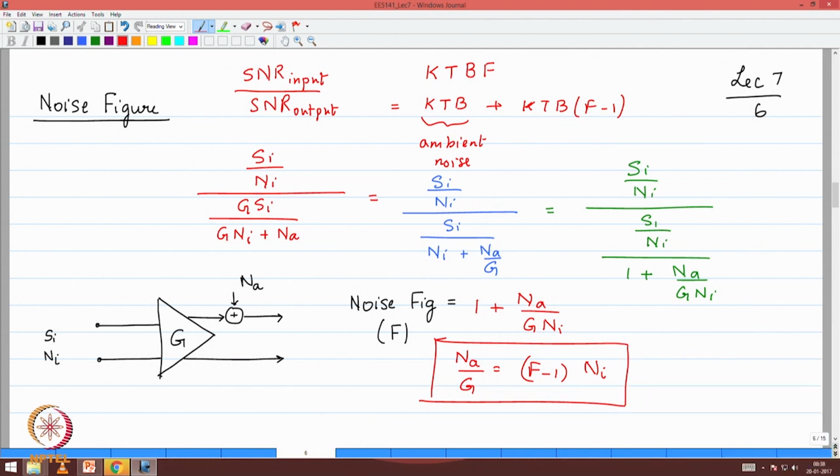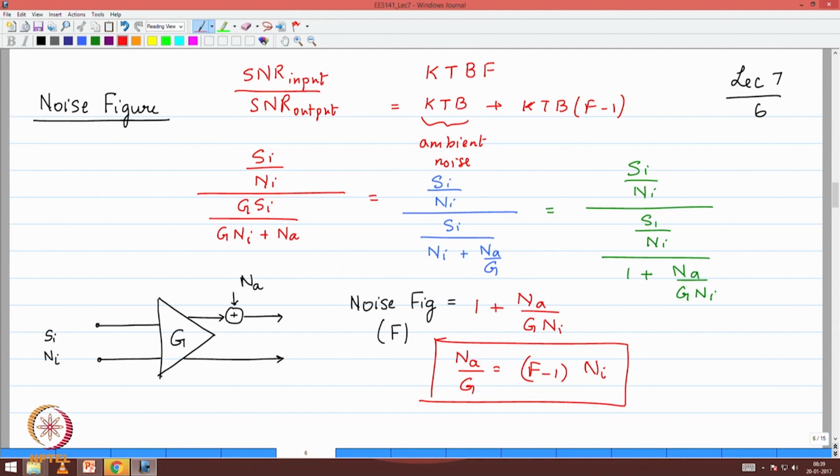And again, why is the F minus 1 coming into the picture? Because one component comes from ambient, that's already present. Now what is newly getting added depends on F minus 1, but together the effect of the total noise is F. I can split it just for visualization in this fashion. Okay, everybody is clear on this aspect.